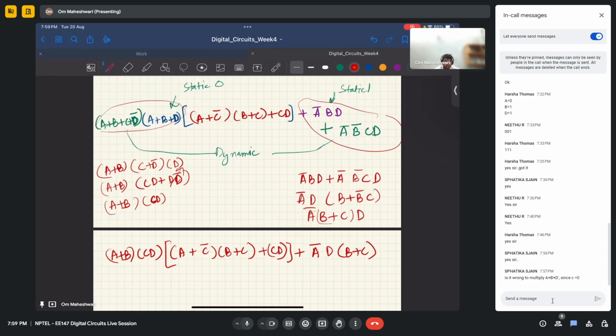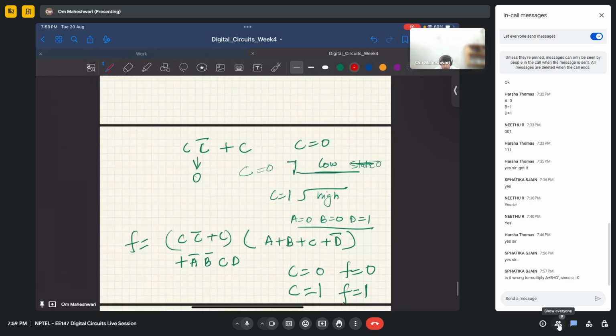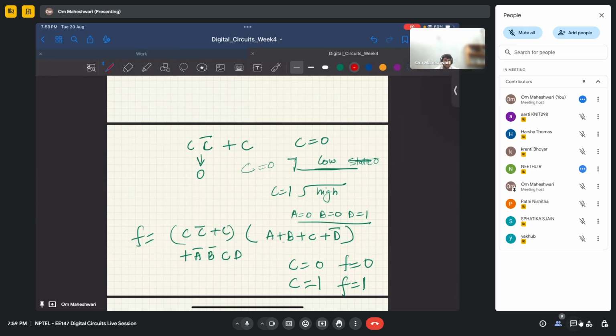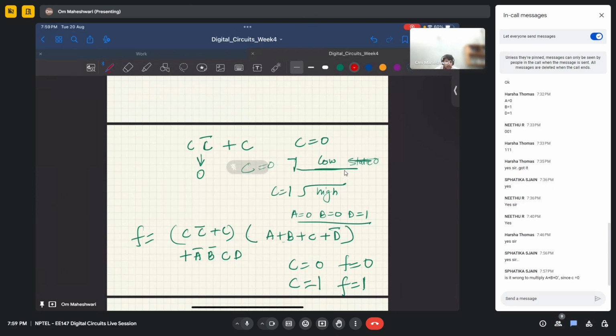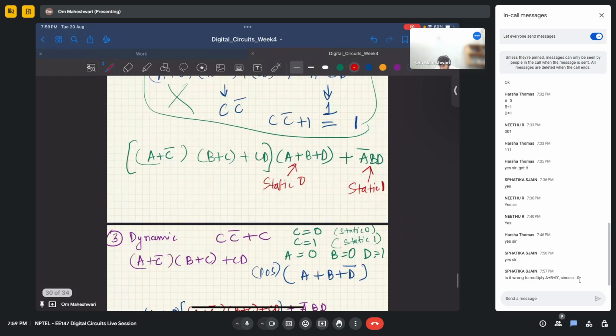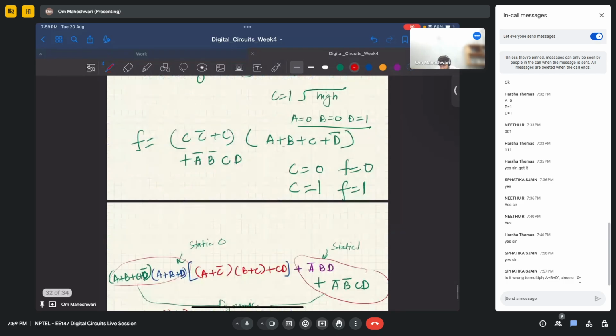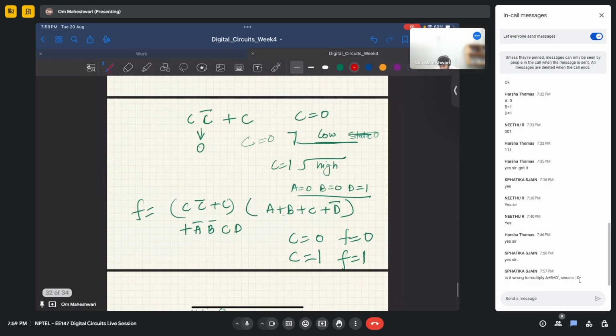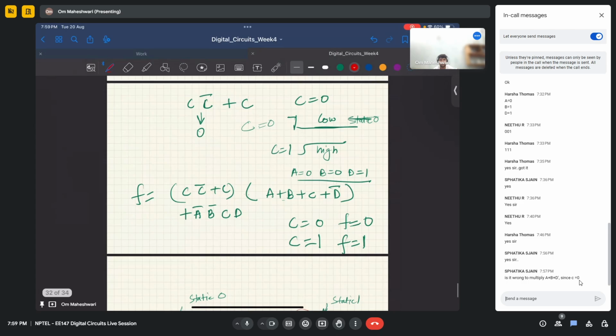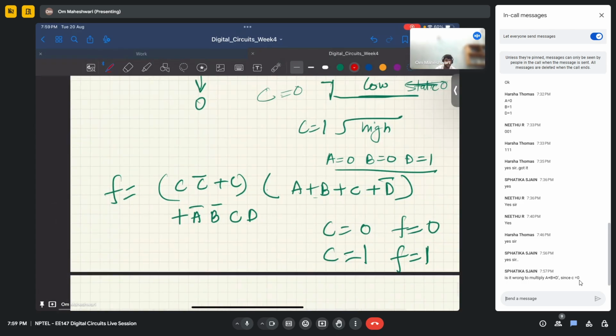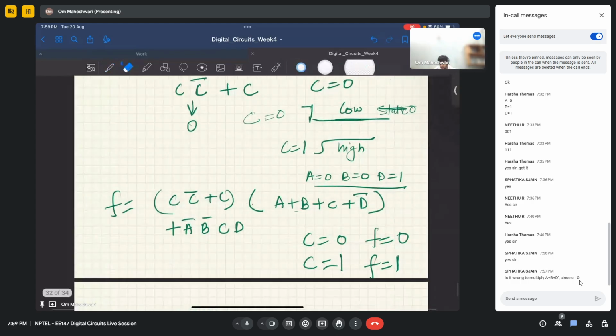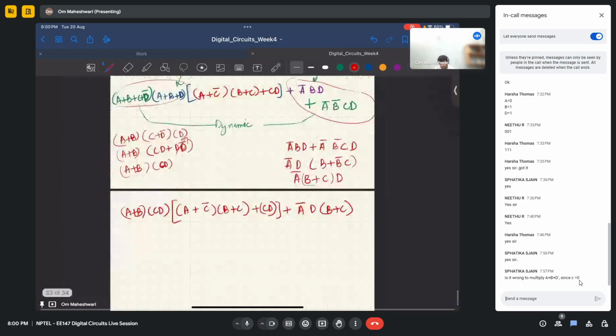Is it wrong? Can you repeat this dynamic? I lost the connection. Sorry. Can you repeat this dynamic? Yeah, sure. So Sahatika says, is it wrong to multiply a, b, d bar since c equals 0? Actually, yeah, you are correct. You can multiply a, b, d bar. So that will simplify things. Here also we can remove this. So your final expression will become something like this.